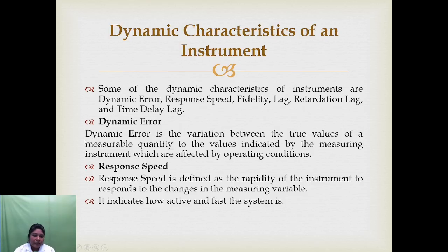First is dynamic error. Dynamic error is the variation between the true value of the measured quantity and the value indicated by the measuring instrument, which is affected by operating conditions. That is, it is an error that varies with time. That is called dynamic error. The next quantity is the response speed. The speed is defined as the rapidity of the instrument, or how quickly the instrument responds to changes in the measuring variable. That is called the response speed.